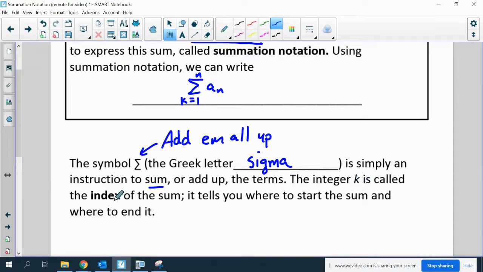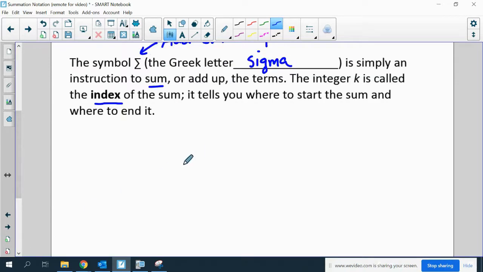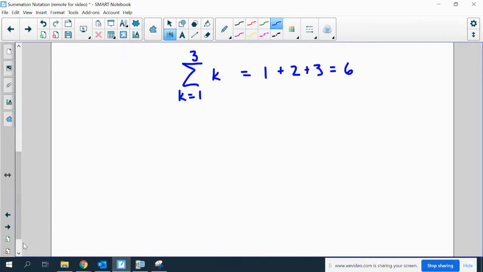The integer k is called the index. That tells you where to start, and then the part at the top tells you where to end it. So, for example, if I have the sum from k equals 1 to 3 of k, that would just be 1 plus 2 plus 3, which would be 6.